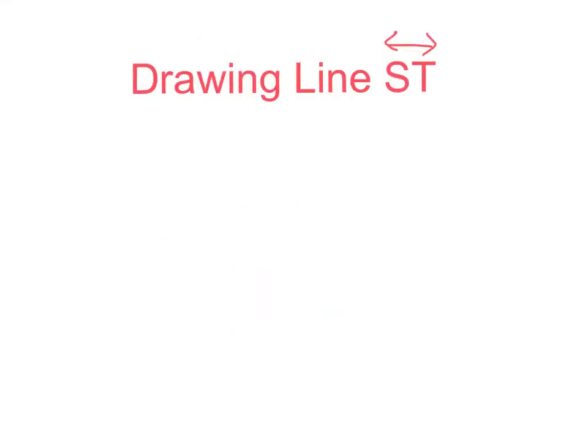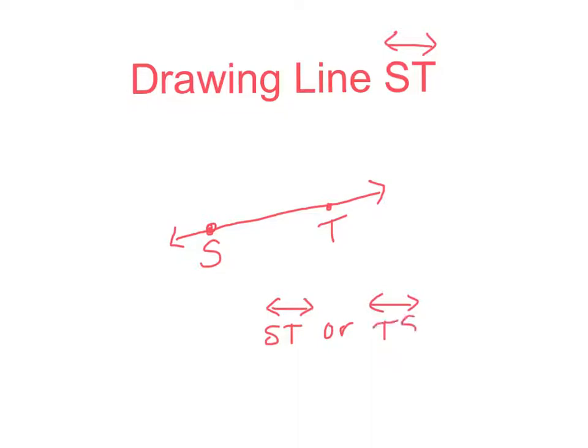Now let's draw a line. If I wanted to draw line ST, first I would draw each point, point S and point T. And since it's a line, I would draw my line through both points, going on in both directions. And remember, I can name this line ST, or I can name it line TS.